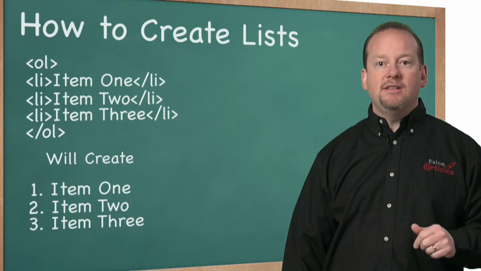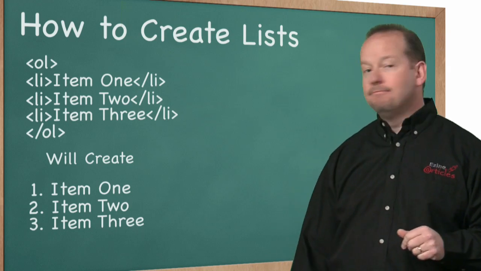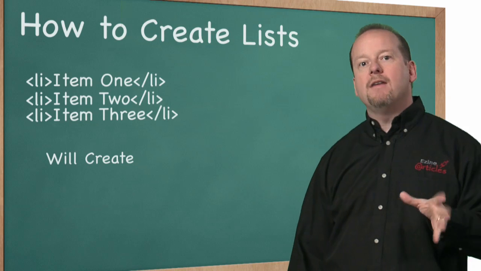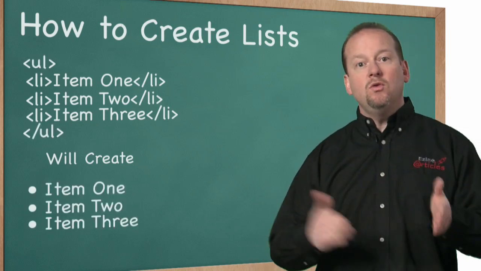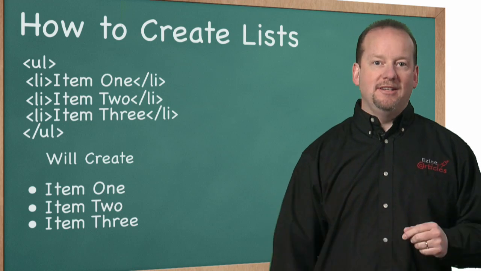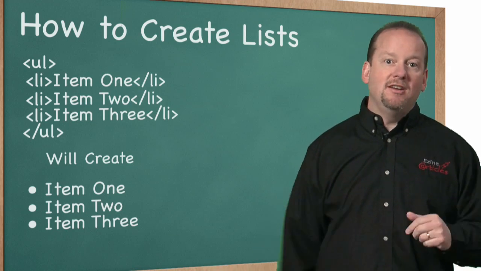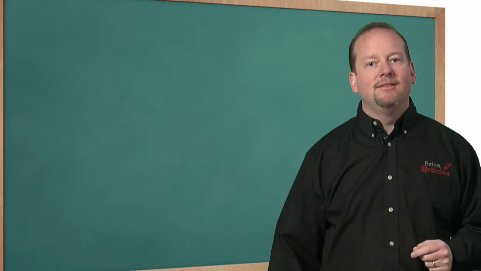It should look similar to the HTML right here. If you don't want to have an ordered list, simply change the OL tag to UL, so it's an unordered list. That'll simply change the numbers in your list to bullet points instead.